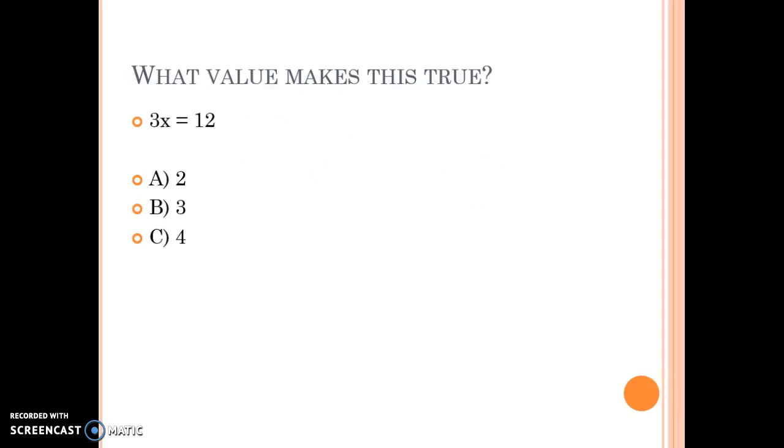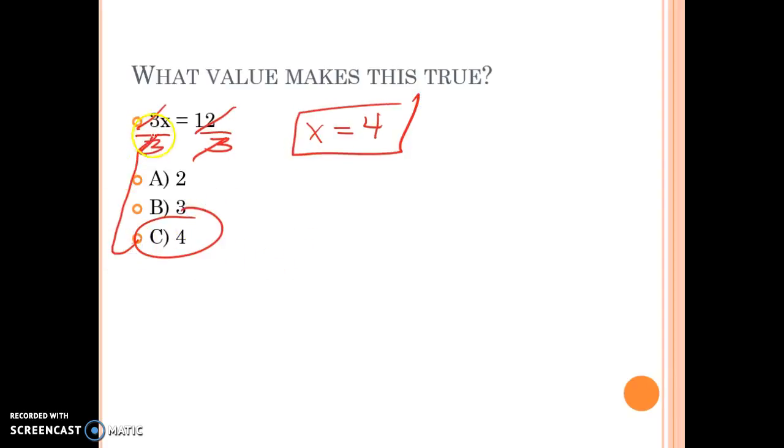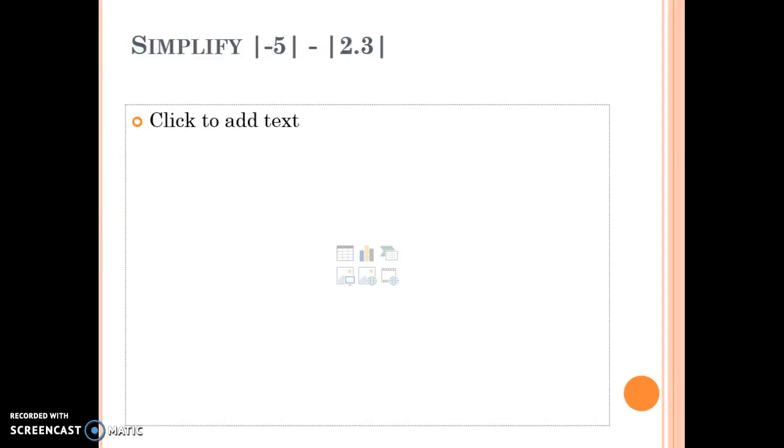Right. What makes this true? You can solve it for x, or you could plug and chug. I will solve for x by isolating x and dividing both sides by 3. X is equal to 4. If you're not confident in solving, you can choose an answer and plug it in. If it makes a true statement, it is a correct answer.